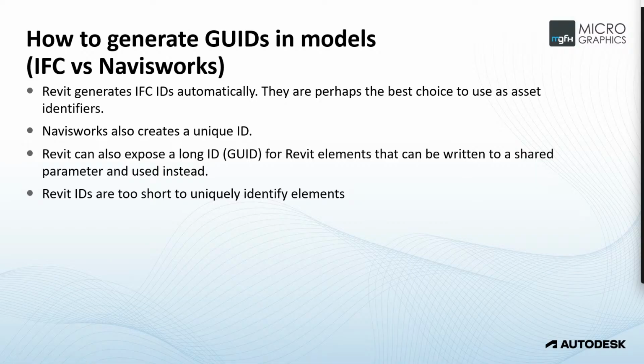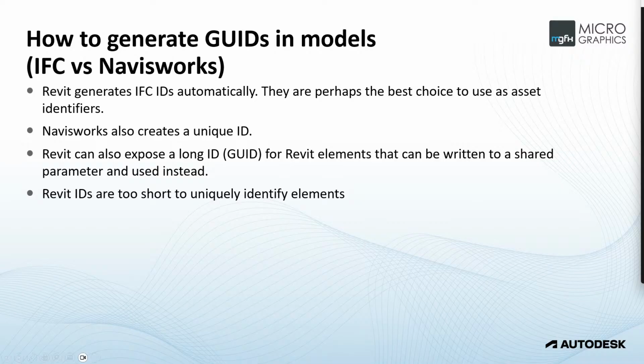Revit generates IFC IDs automatically. They are perhaps the best choice to use as asset identifiers. You can see that Navisworks also creates a unique ID, and then Revit can expose a long GUID for Revit elements that can be written to a shared parameter and used instead, and Revit IDs are too short to identify elements. Let's have a look at that.